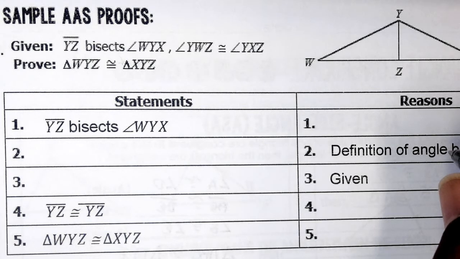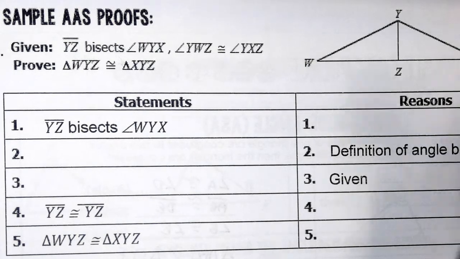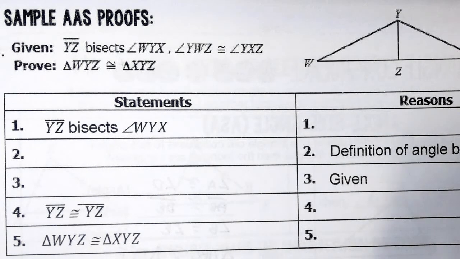So they gave us that information, Tyler, and they want to prove the triangle WYZ congruent to the triangle XYZ. First line, Tyler says YZ bisects angle WYX. What's the reason for that?